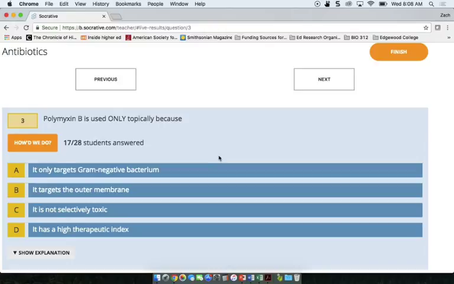All right. Well, 17 or 18 of you already answered. So let's go back to this question. This is actually one that we finished off with on Monday. The question was, why is polymyxin B only used topically? And we started hitting on the idea of therapeutic index. If you remember, what is the therapeutic index, mathematically speaking?